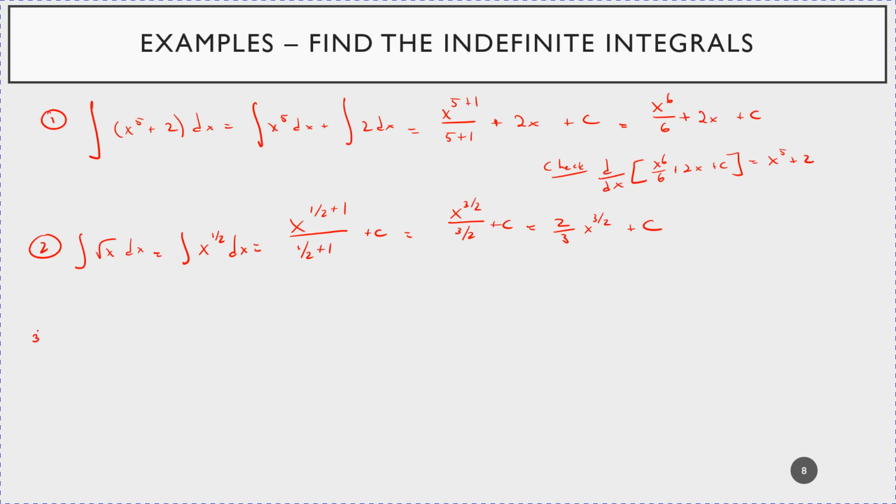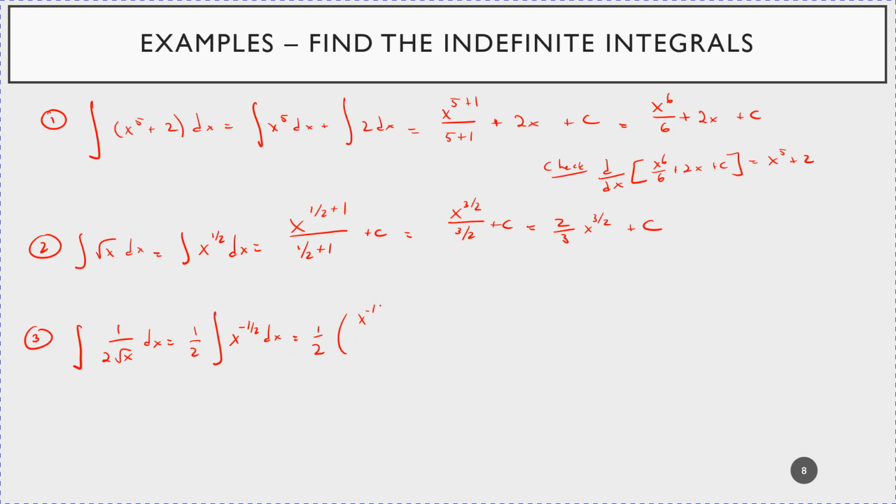Well, let's try this one. Let's integrate 1 over 2 square root of x dx. All right, well, the 1 over 2, I'm just going to factor out. And I'm going to rewrite this as x to the minus 1/2 dx. So look, I am just going to apply my power rule.